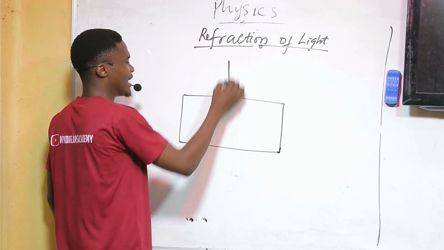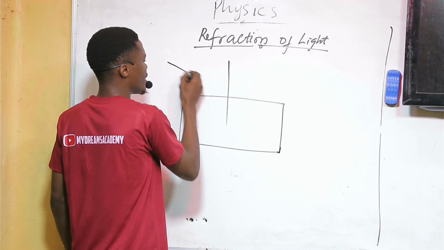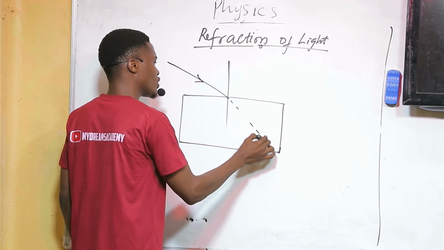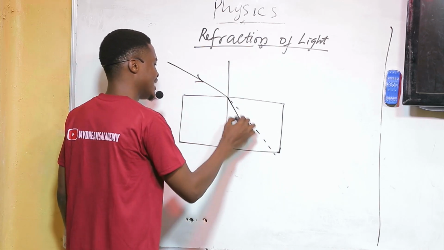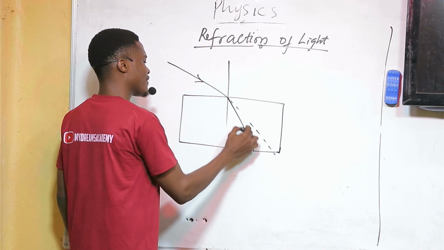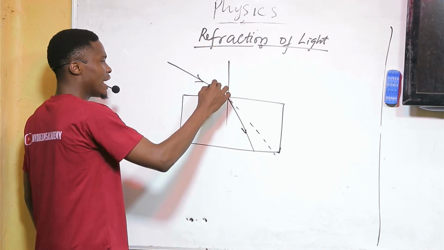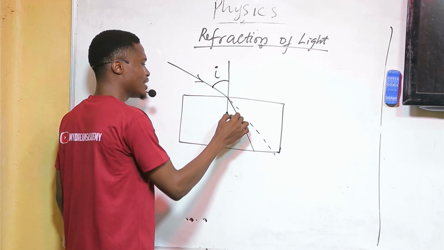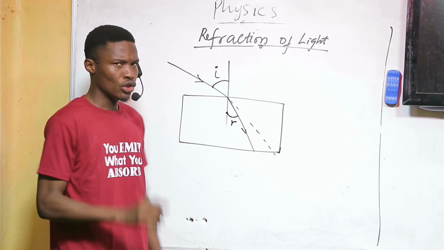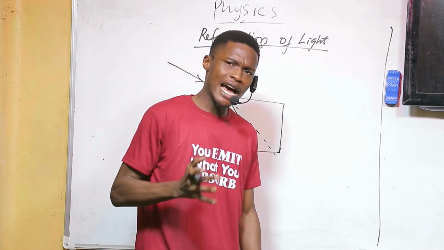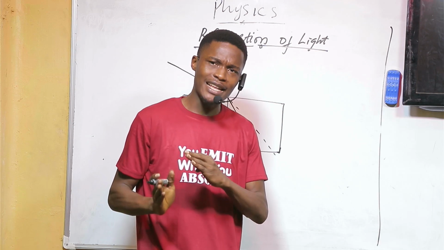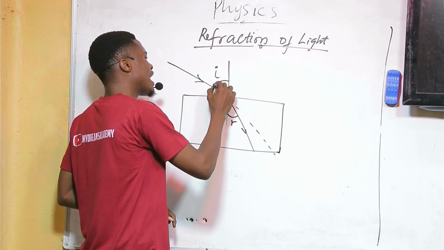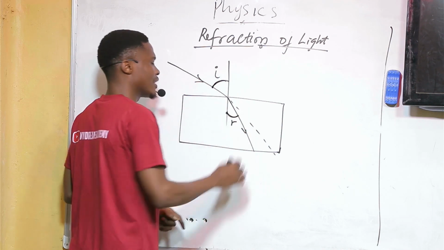So imagine I have glass. This is glass, and I have a ray of light coming in this way. Now that ray of light does not continue on this path. Instead, it is refracted. The angle here is known as the angle of incidence, and the angle here is known as the angle of refraction, not reflection. Under reflection we talked about angle of incidence and angle of reflection, but here we are going to talk about angle of incidence and angle of what?